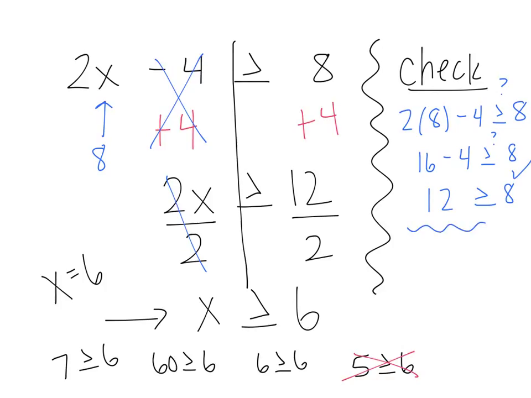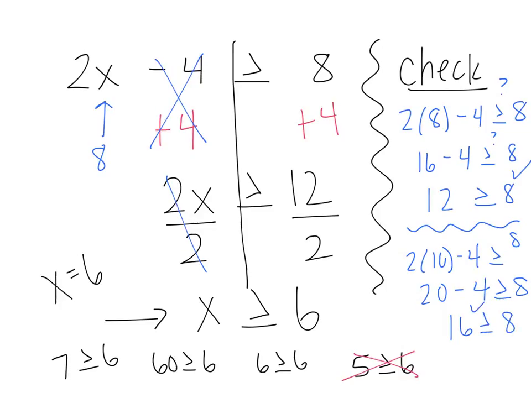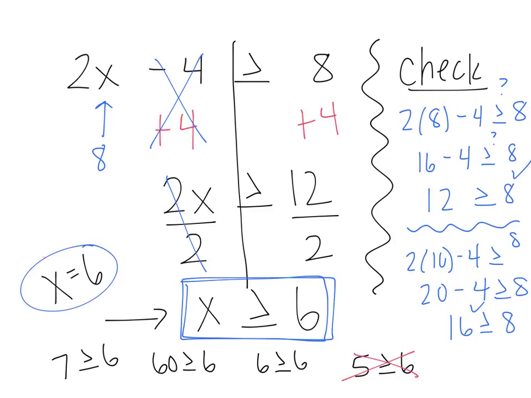But I want to show you one more thing as well. This is just one check. You could have said, well, 10 is greater than 6. Plug it in: 2 times 10 minus 4 is greater than or equal to 8. 20 minus 4 is 16, and 16 is still greater than 8, and it works out. Notice I had many answers I could have chosen on this particular inequality, but that's the point. You must have the inequality in your answer. If you say x equals 6, this is a big no-no because you are saying there is only one answer, but with inequalities, there is an infinite amount of answers.